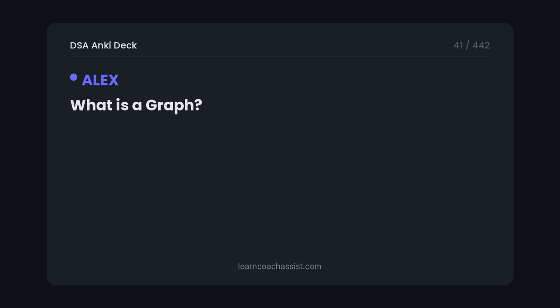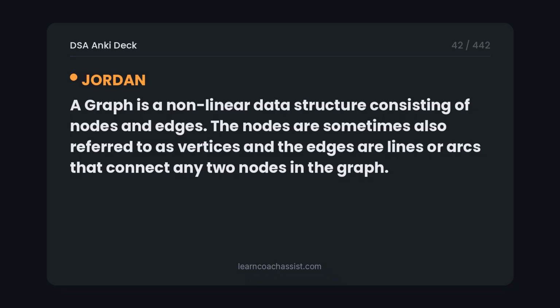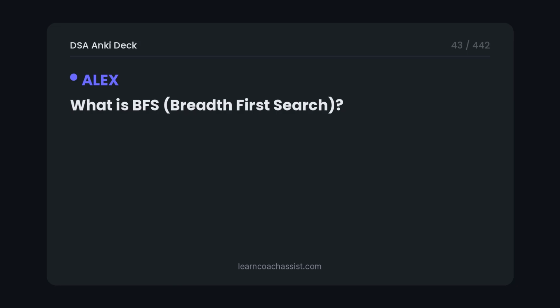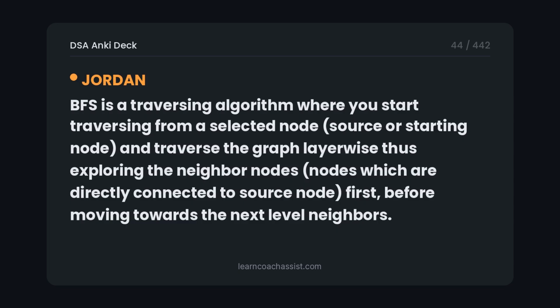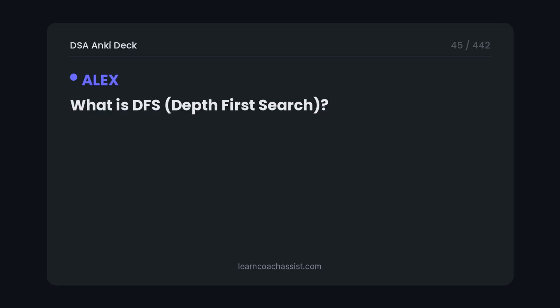What is a graph? A graph is a non-linear data structure consisting of nodes and edges. The nodes are sometimes also referred to as vertices, and the edges are lines or arcs that connect any two nodes in the graph. What is BFS, breadth first search? BFS is a traversing algorithm where you start traversing from a selected node, source or starting node, and traverse the graph layer-wise, thus exploring the neighbor nodes, nodes which are directly connected to the source node, first, before moving towards the next level neighbors. What is DFS, depth first search?